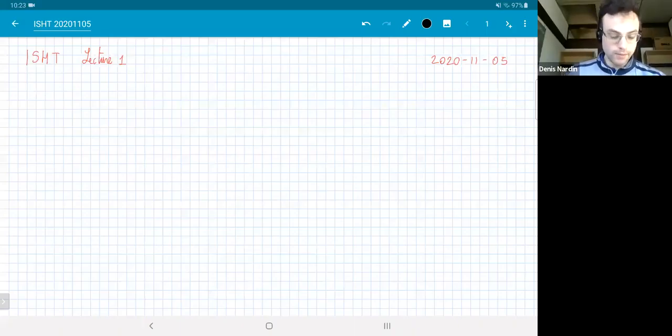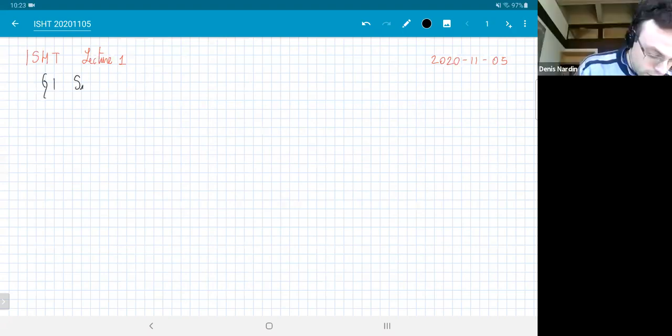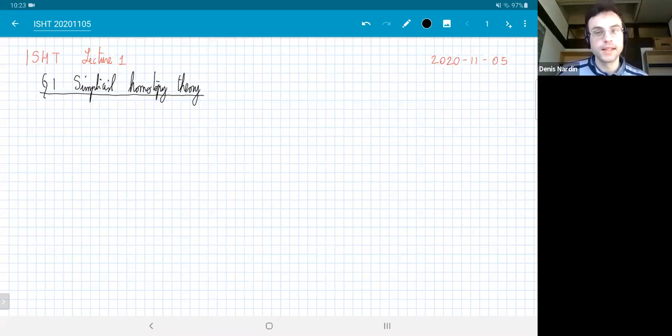Okay, hello everyone. So, as I mentioned in the course introduction, today we are starting with some prerequisites, and in particular, we are starting talking a little bit about simplicial homotopy theory. Because if I understand, most of you don't know what a simplicial set is, and they're kind of a combinatorial tool that's very useful to model homotopy types.